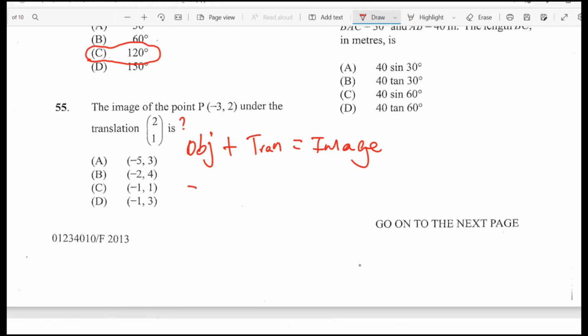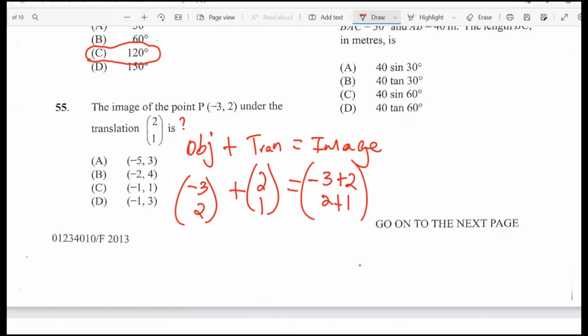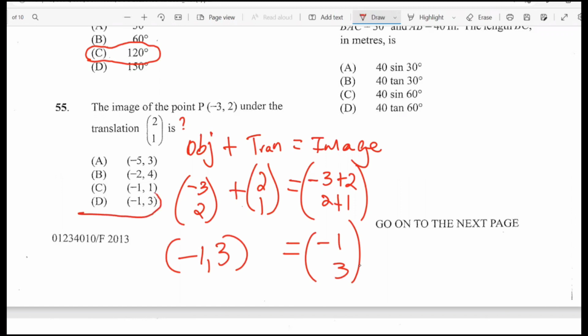So we have the object, which is (-3, 2) plus (2, 1) equals, do your adding of matrices. Negative 3 plus 2, 2 plus 1. And that is equal to (-1, 3). Now, this is in a vector format. The answer has to be represented as a coordinate, so it's (-1, 3). The answer is D.